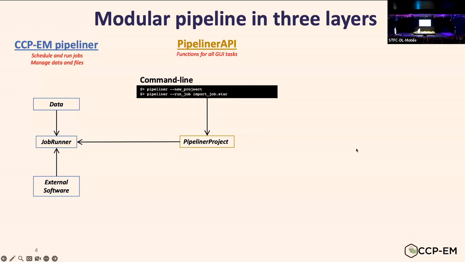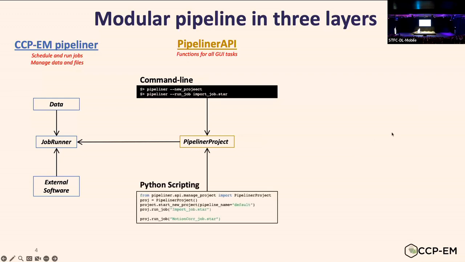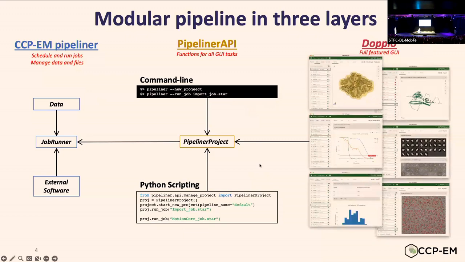So this can be scripted from the bash shell or the command line, and scripted in Python as well to build workflows up. And finally, you can interact with it through our second piece of software today, which is called Doppio, which is a full-featured front-end GUI that can run in a web browser or on the desktop.